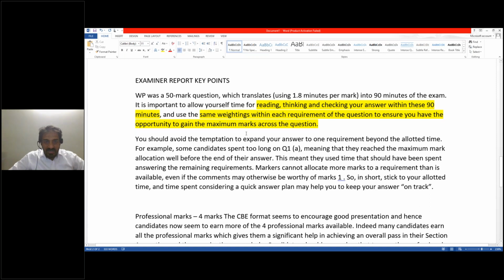The examiner particularly mentioned that you should avoid the temptation to expand your answers to one requirement beyond the allotted time. For example, some candidates, it's a complaint. That's called don'ts and do's. Some candidates spend too long on question one, meaning that they reach the maximum marks allocation well before the answer is complete.